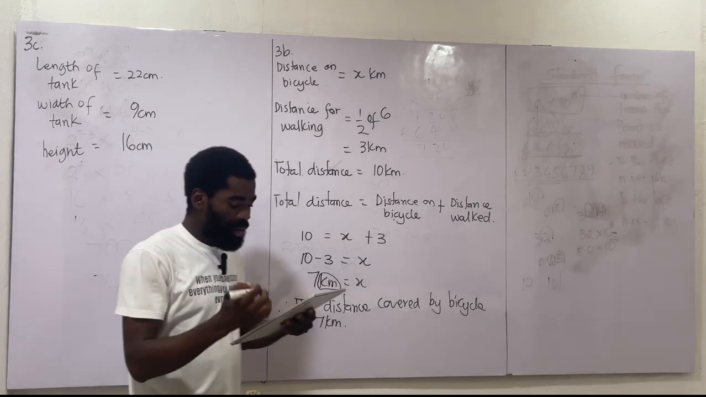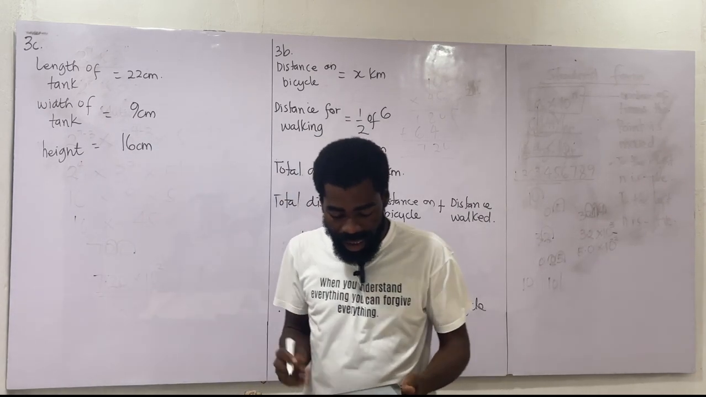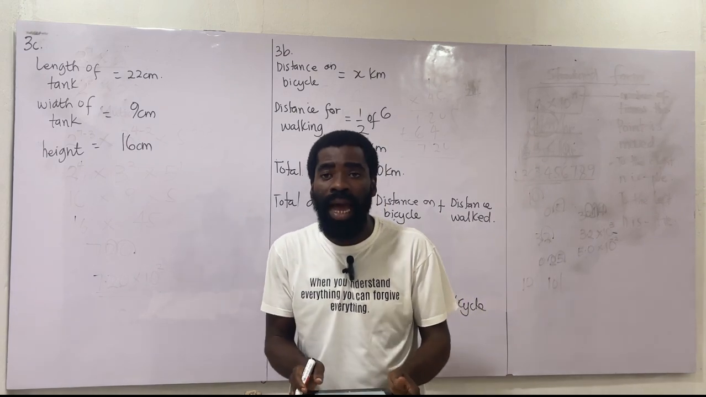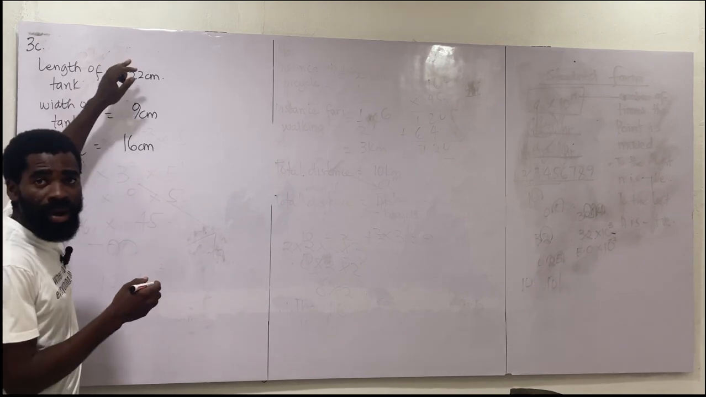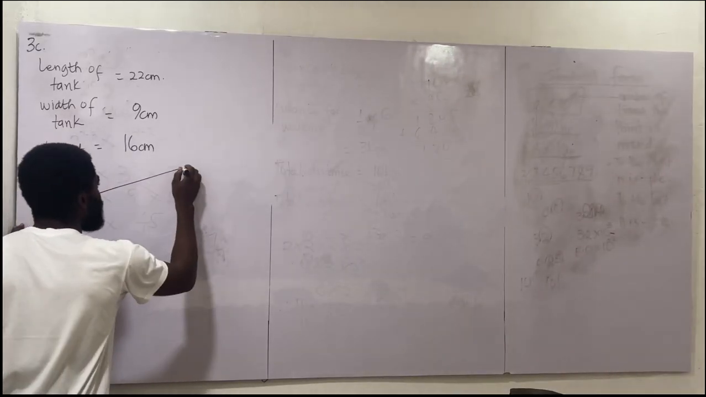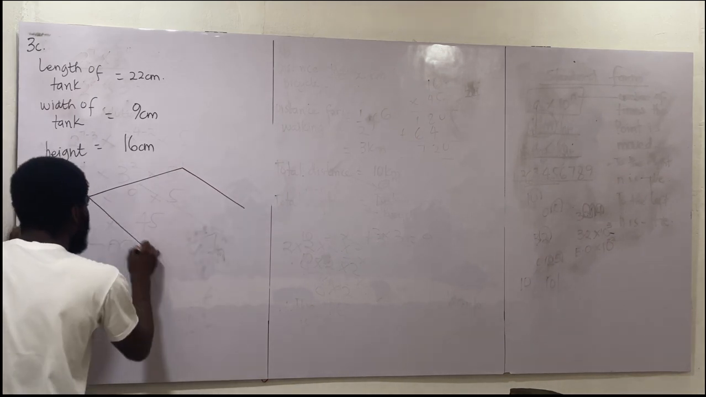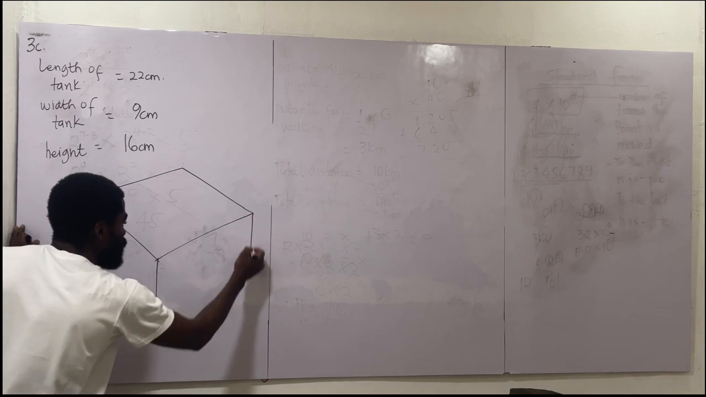A rectangular tank of length 22 cm, width 9 cm, and height 16 cm is filled with water. Good. So, like I said, after writing down the parameters, let's see if we can give a sketch for this. Don't mind my drawing, it's not drawn to scale, but let's manage it for understanding sake.